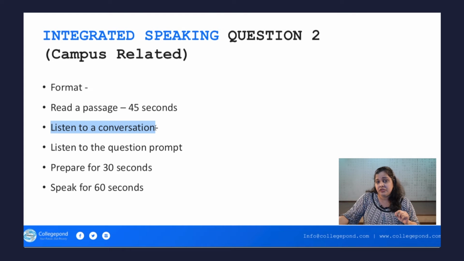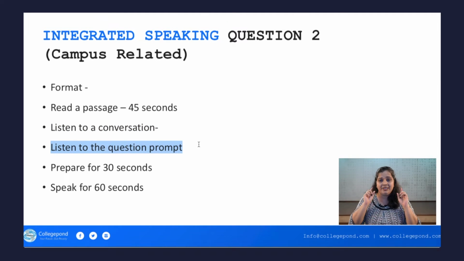So after you finish listening to that conversation or a lecture maybe, you will listen to the question prompt. And this is very important. Now, when you're listening to the question prompt, you'll always see it flashing in front of you on your screen as well. So you don't have to worry about trying to catch exact words. You just need to understand the flow. And once the prompt is up, you will get 30 seconds to prepare your thought process. And then you will get 60 seconds to record your response.